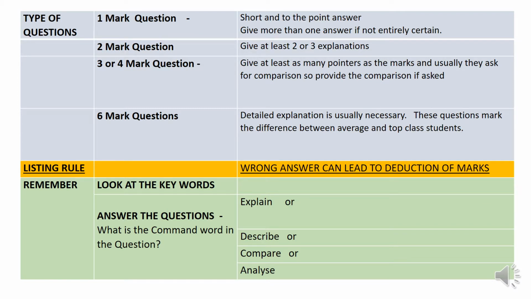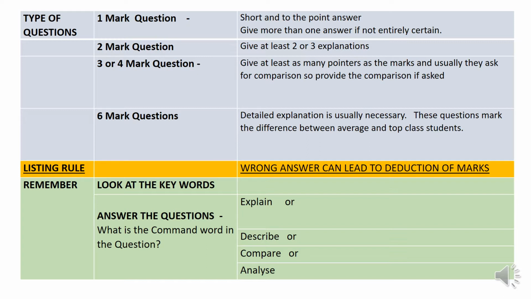This table covers the types of questions and how they should be answered. So starting from the top, you have basic 1-mark questions in which you'd give a short and to the point answer. These may also be multiple choice questions. Then we have 2-mark questions where you should give at least 2 or 3 points in your answer, which you would think would be on the mark scheme for that question.